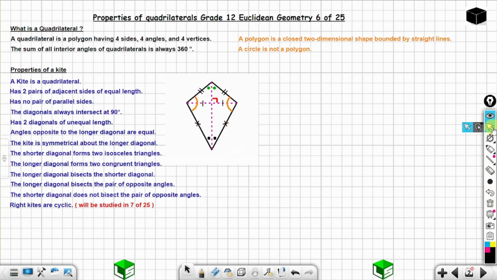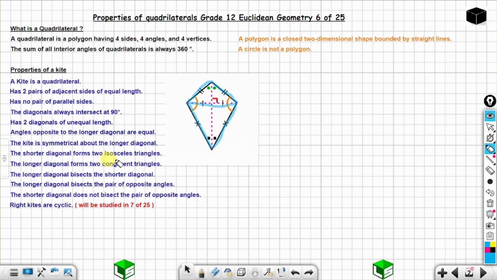Let's carry on. Now, the shorter diagonal forms 2 isosceles triangles. Let me show you. This is the shorter diagonal. You have this triangle, and you also have this triangle. This is an isosceles triangle. This is also an isosceles triangle.